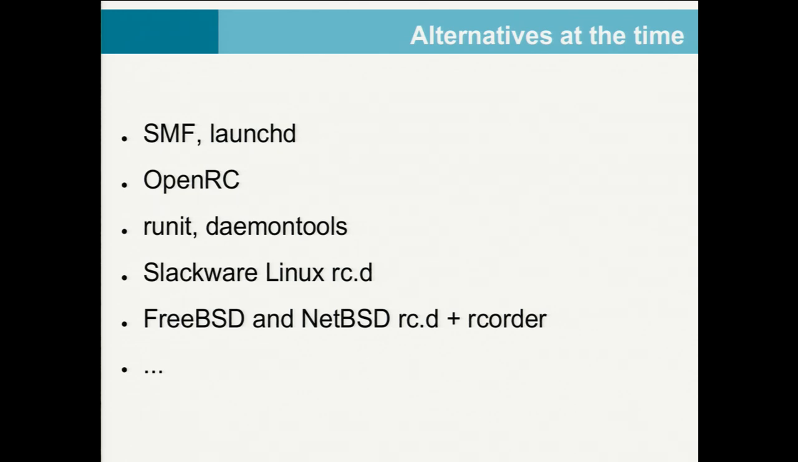And of course, the obvious choice would have been the FreeBSD and NetBSD rc.d and rcorder. That is actually what we initially wanted to bring into OpenBSD. So we looked at it. The reason we didn't go for it is that there were a lot of small differences in the way we were doing things. Like enabling a daemon was daemon underscore enable equals yes. That's something we didn't want to do because, again, it was forbidden to change anything.